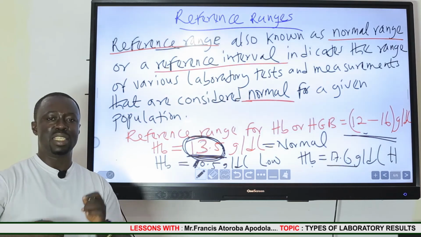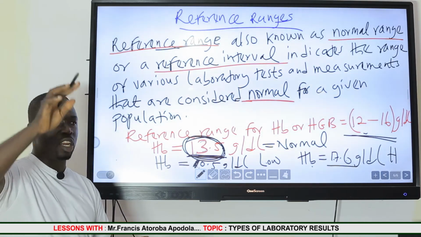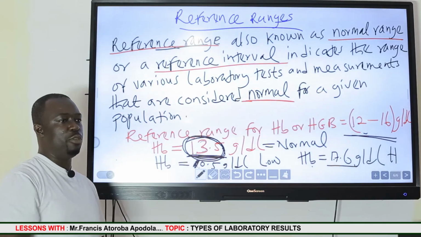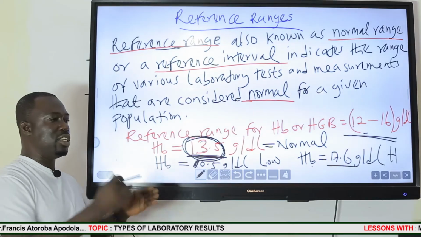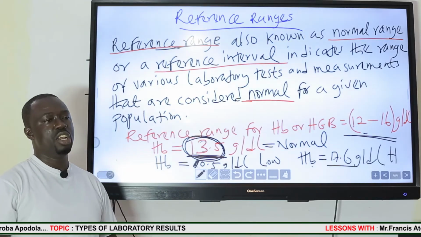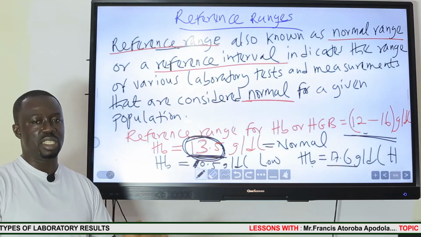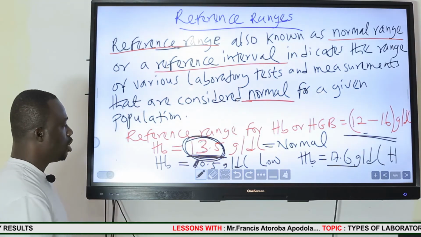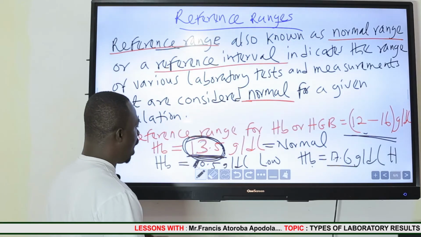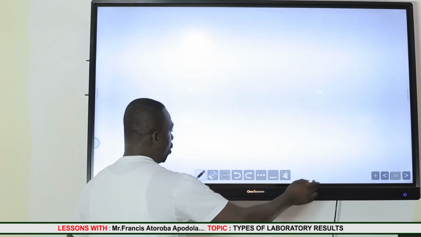When a result is abnormal, it means the result is either high or low, in the case of a quantitative test result. But if it is a qualitative test result, when the result is abnormal, there is only one possibility, that is, it is positive, or it is what? Reactive. So that is how we are able to differentiate normal results from abnormal results.